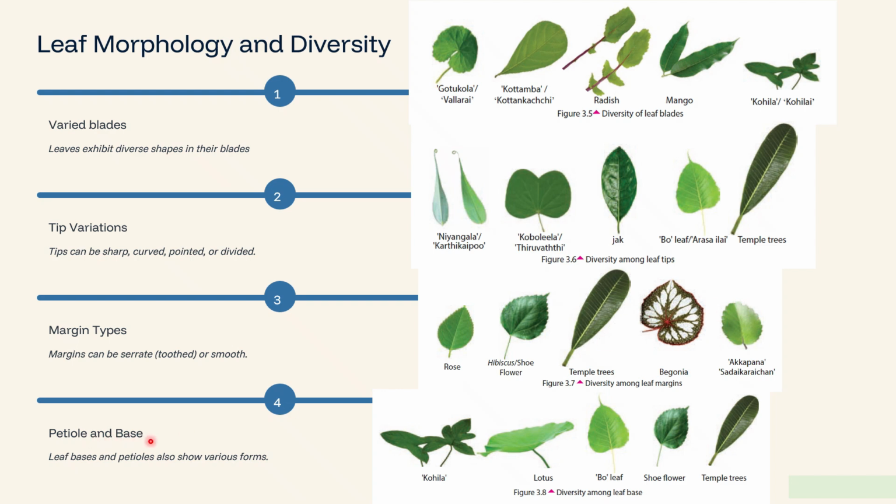Petiole and base. Leaf bases and petioles also show various forms. Kohila, lotus, bow leaf, shoe flower, temple trees. There are different kinds of petioles and bases.